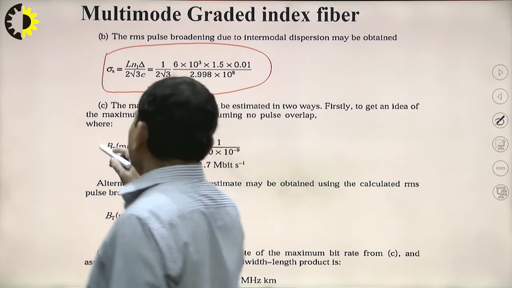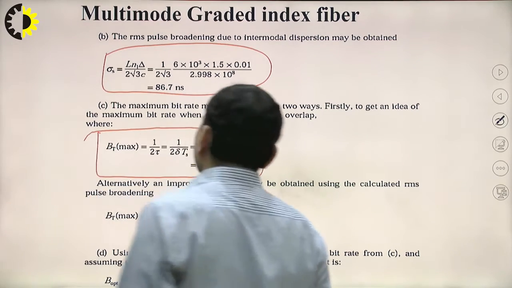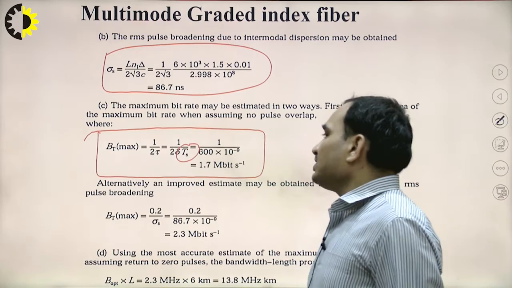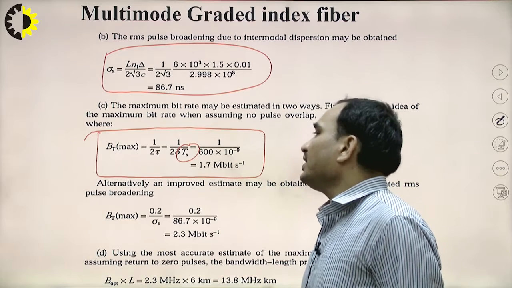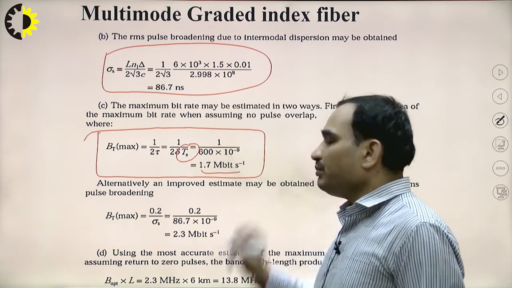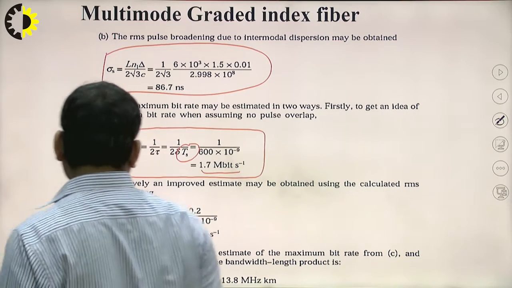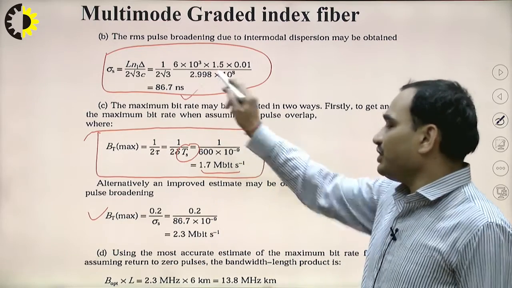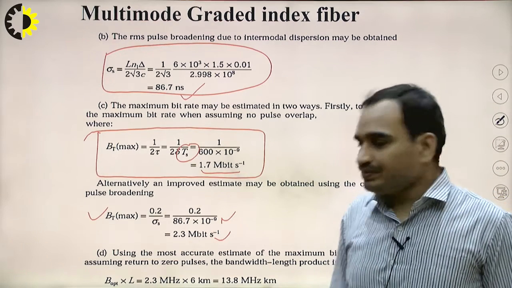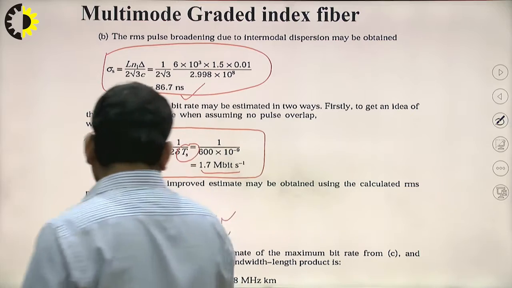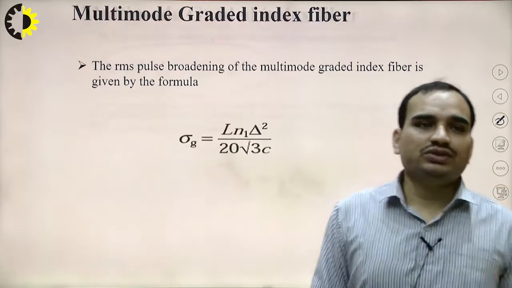Now the bit rate can be calculated as 1 by 2 delta tau, and this tau is nothing but delTs. So we have this value of delTs as 300 nanoseconds. 2 multiplied by 300 gives 600 times 10 to the minus 9, so we get 1.7 megabits per second. Similarly, the alternate way is 0.2 by sigma s. The sigma s value is 86.7, and substituting the same here, we get 2.3 megabits per second. Now for the optimum bandwidth length product, 2.3 multiplied by 6 gives 13.8 megahertz kilometer.